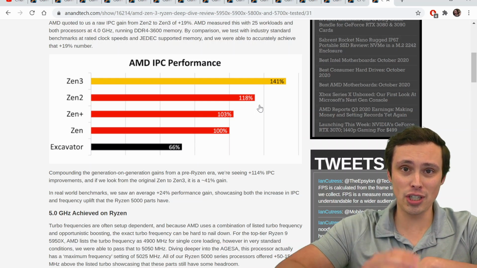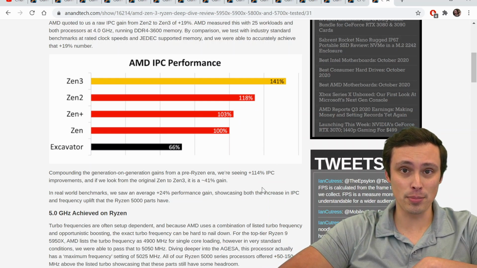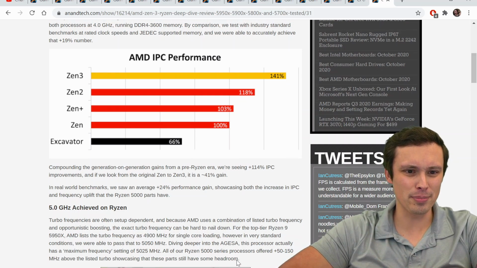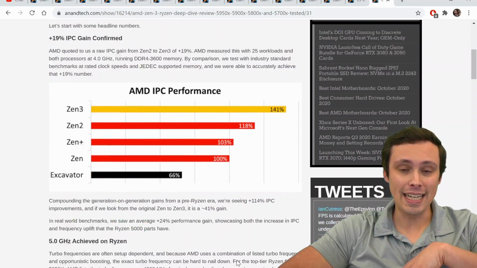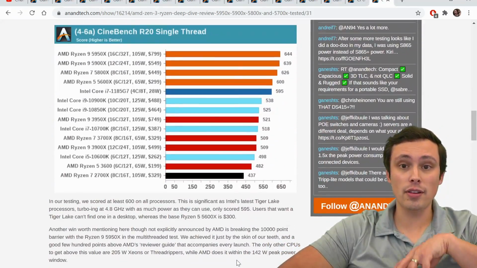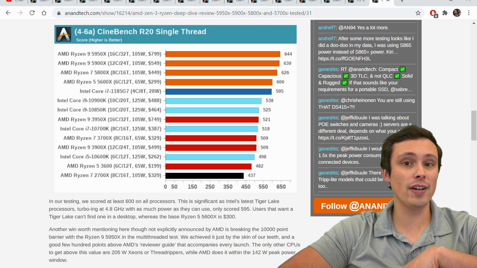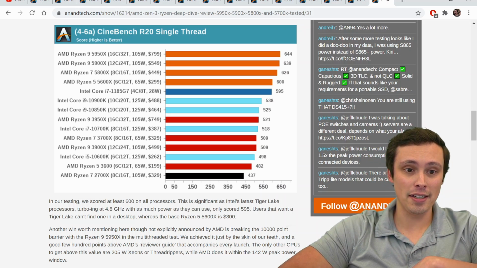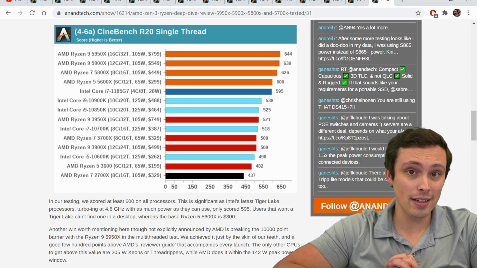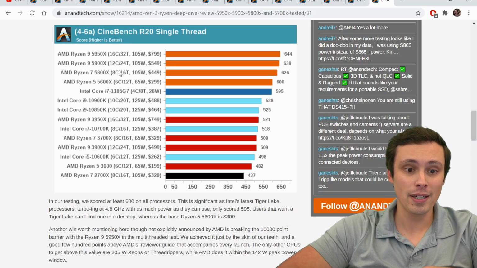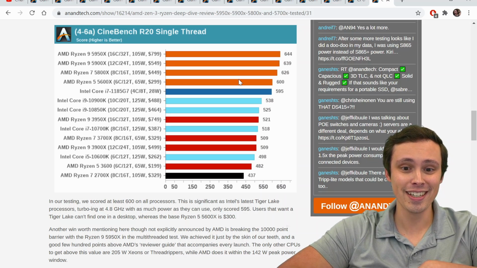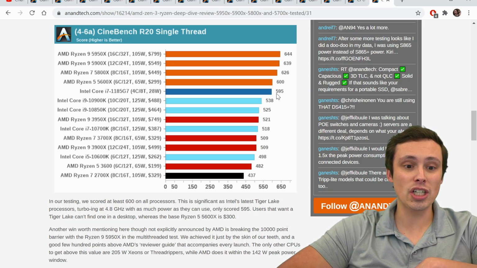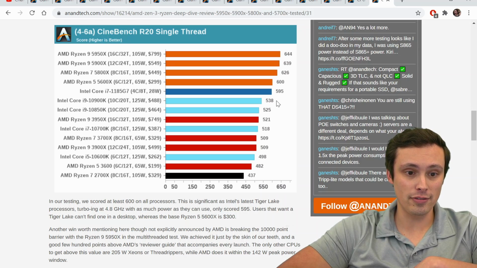I mean, just huge. One generation to the next improvement in that instruction per clock, or IPC, gain. Anyway, so what else? Their single-threaded performance was touted as finally beating Intel. And, well, here's your Cinebench R20 single-thread performance results. And what do we see on top? Everything from AMD Zen 3 that was tested is sitting on top. All of them have at least a 600 score, which nothing tested here from Intel was able to deliver.